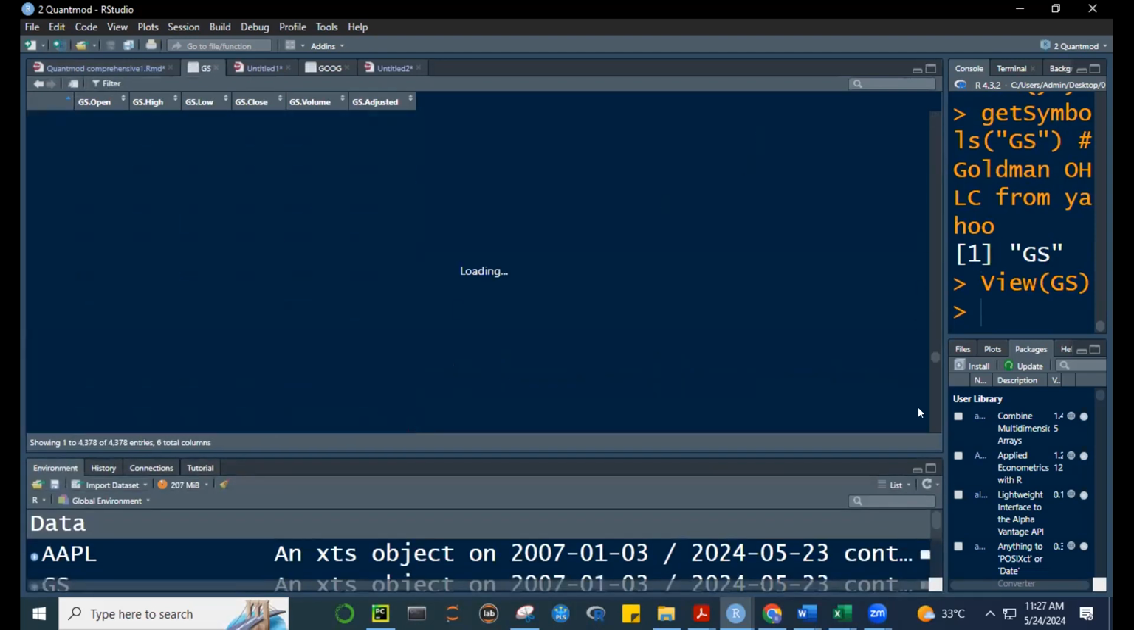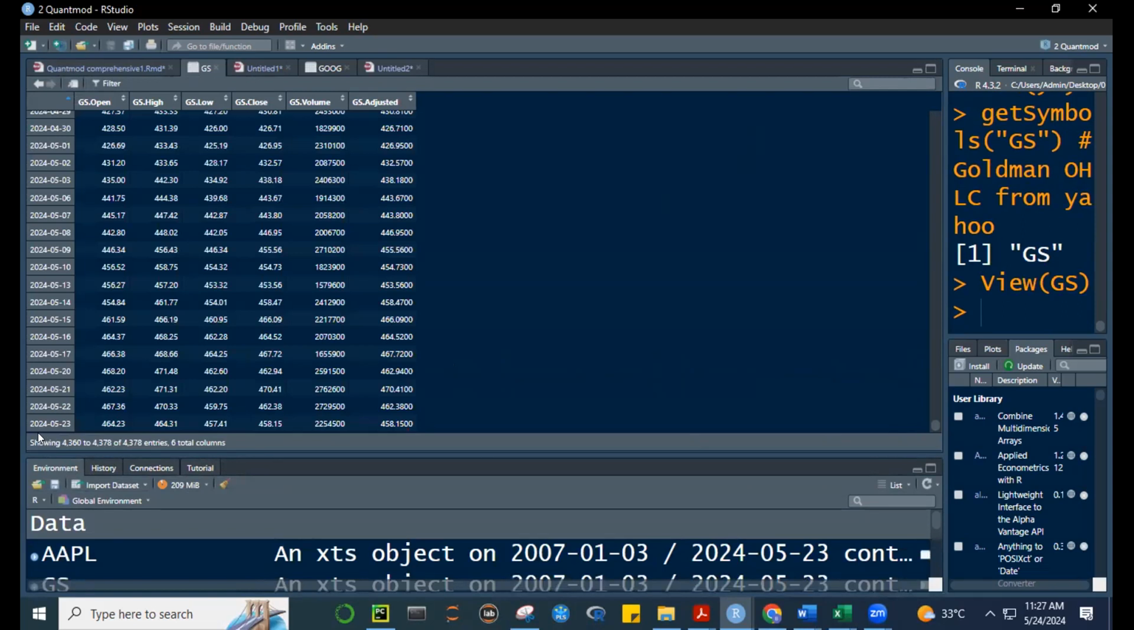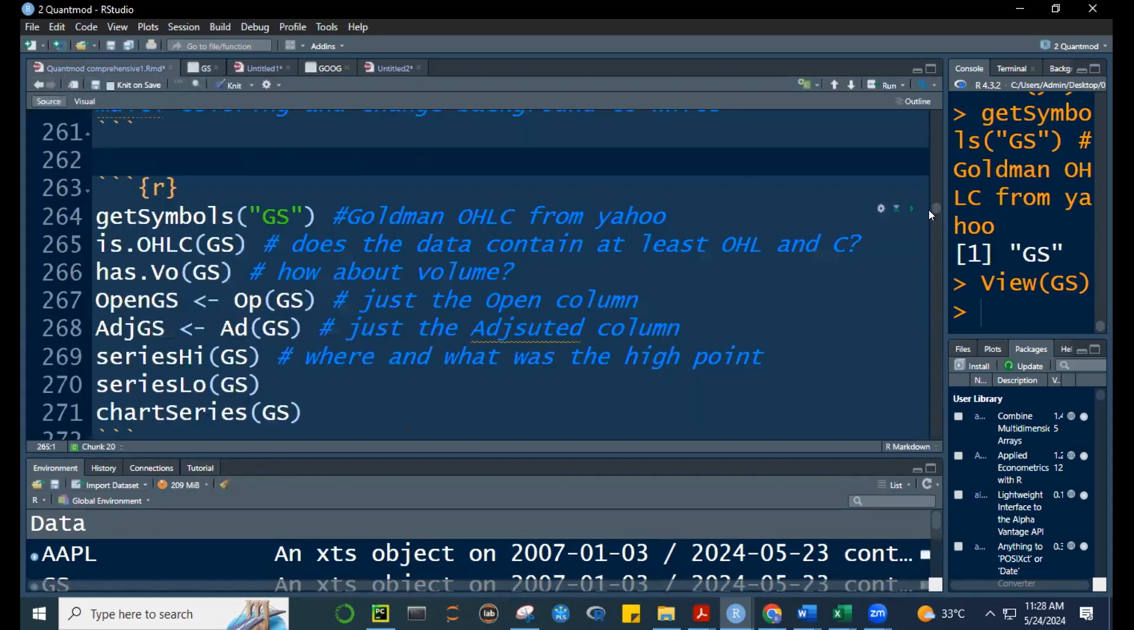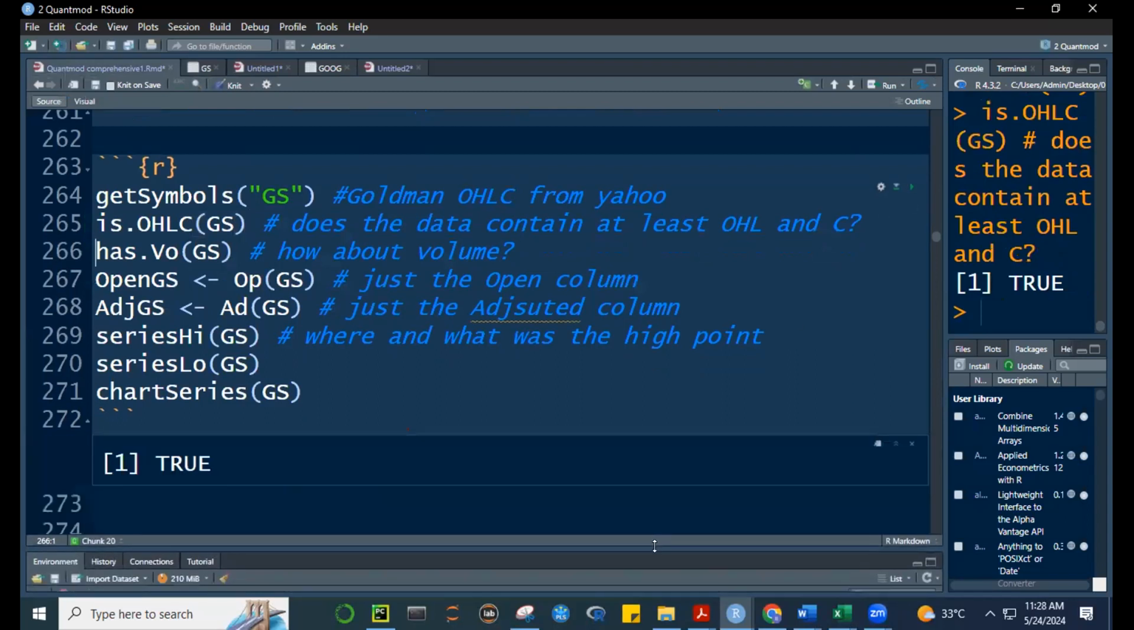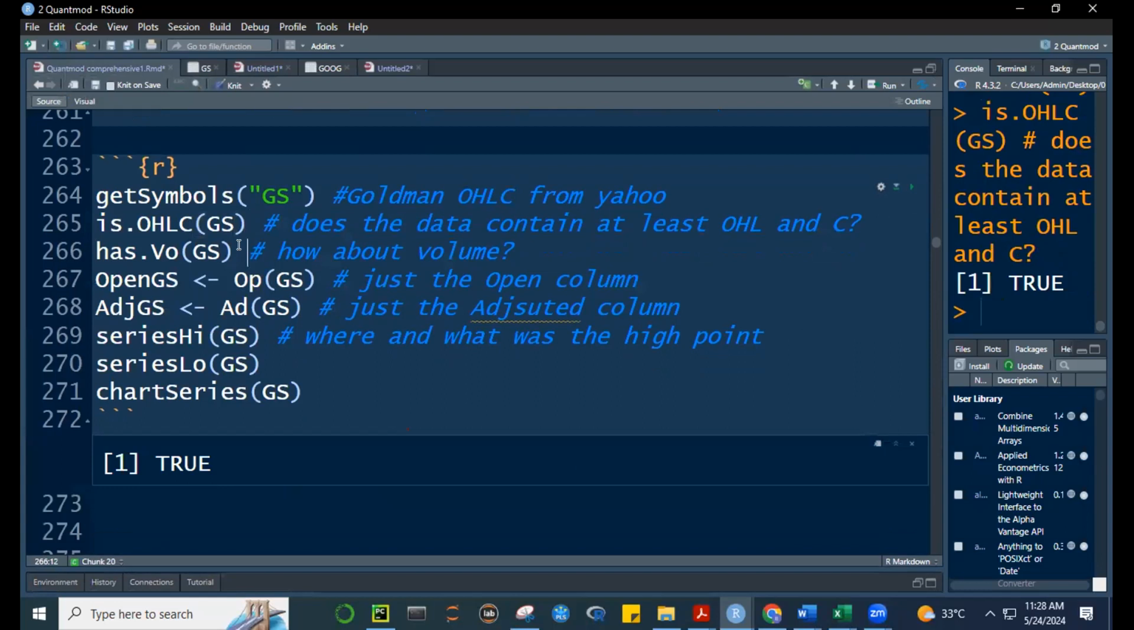If I take a look, the end date is May 23, yesterday's trading day. So a lot of convenience we can derive from using getSymbols. And then we can ask questions. This will give us a true or false. Is the data GS OHLC? And we know that this will return a true. And does it have a volume? True also.